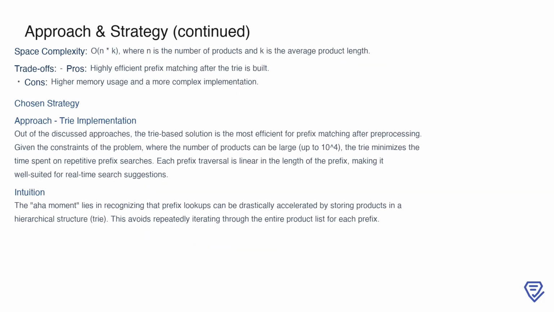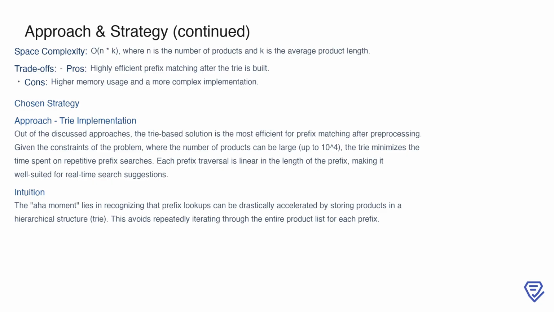The space complexity of the tree-based approach is n*k, where n is the number of products and k is their average length. This accounts for the memory needed to store the tree structure and the associated product lists at each node. While the tree offers unmatched efficiency for prefix matching, it does come with the trade-off of higher memory usage and a more complex implementation compared to the other approaches. However, when considering the overall strategy, the tree emerges as the most suitable choice.